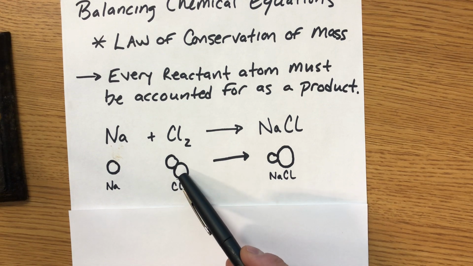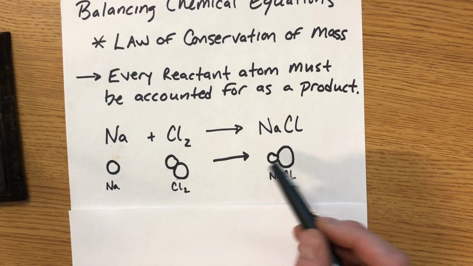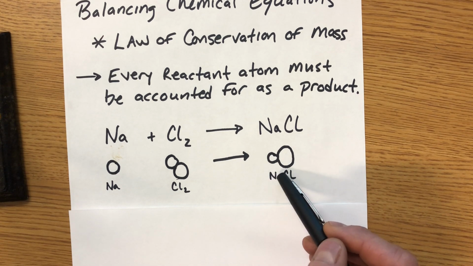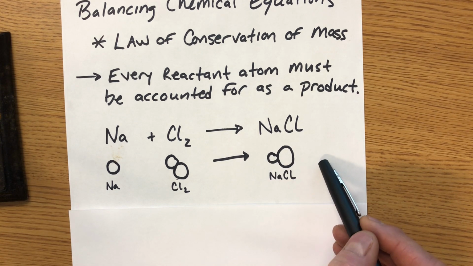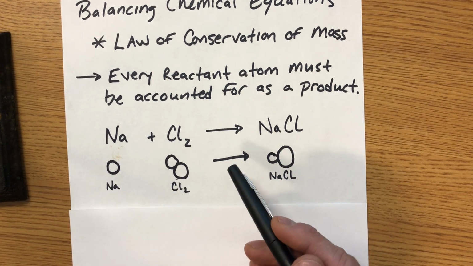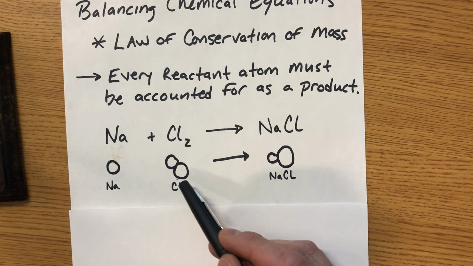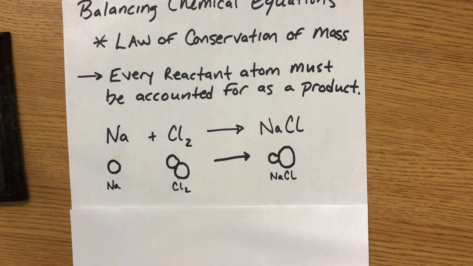We've got to account for that second chlorine atom somehow, and you can't just simply say, well, we're going to make sodium chloride and a chlorine atom or something like that. That's not what the equation states, so you can't just go throwing it in there. So we've got to figure out a way to account for that other chlorine atom.